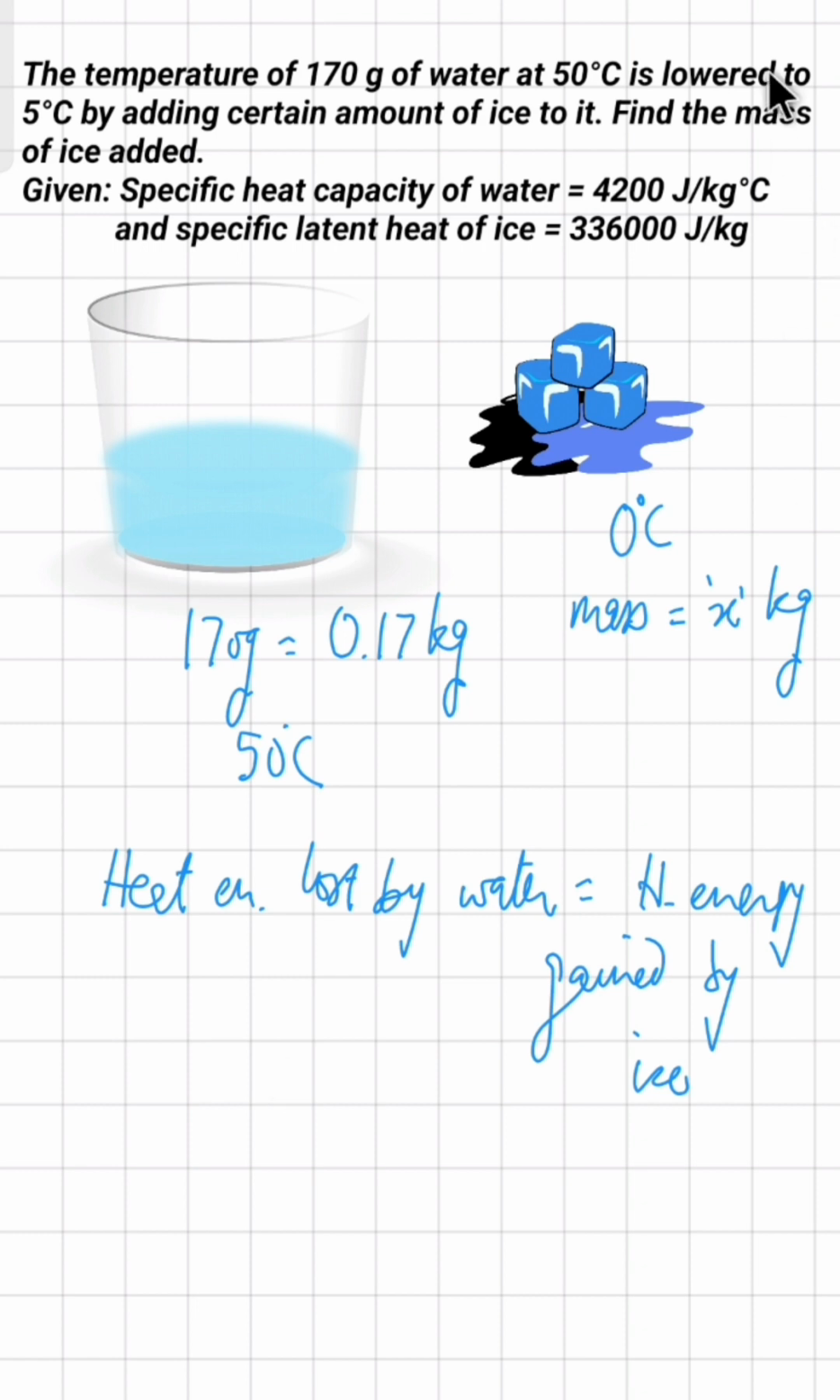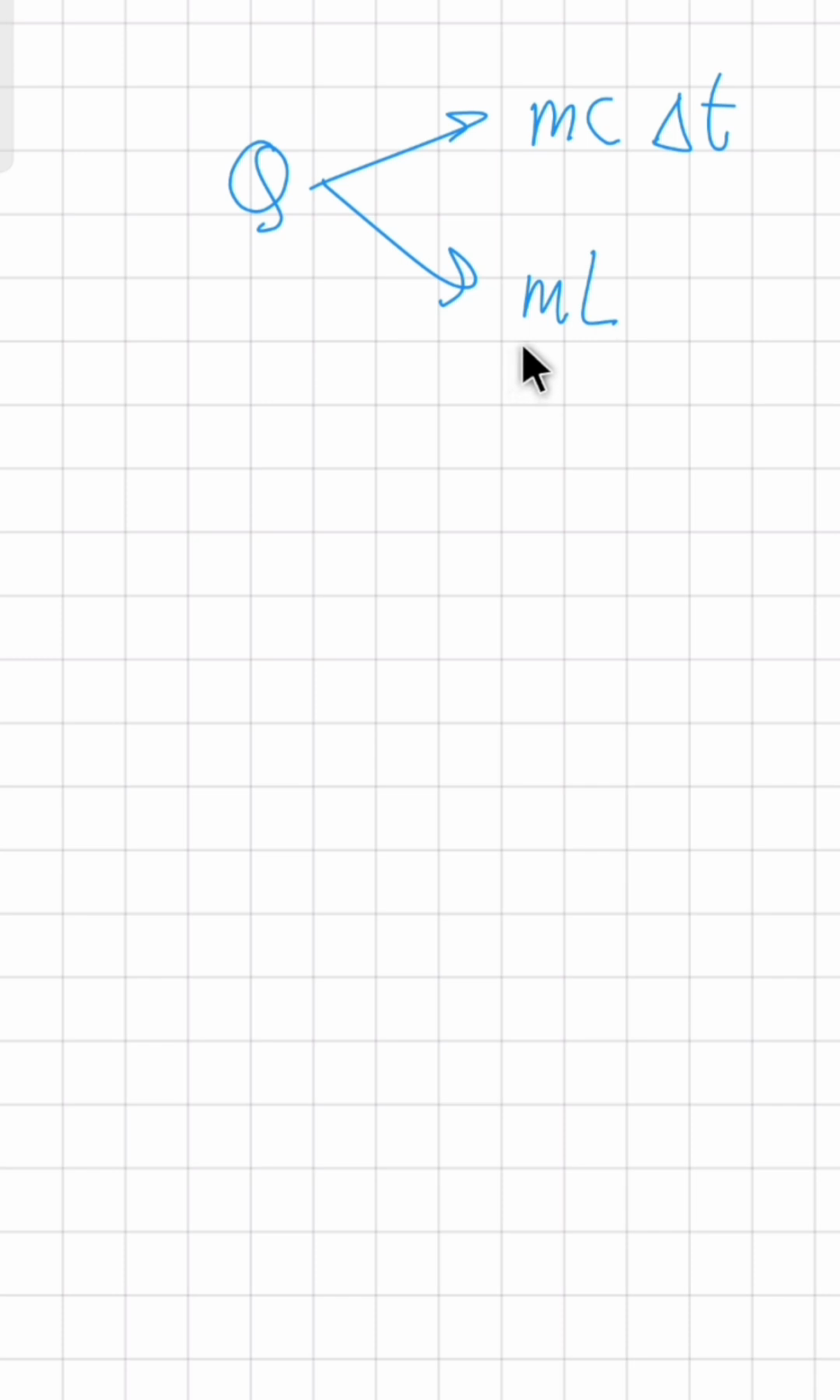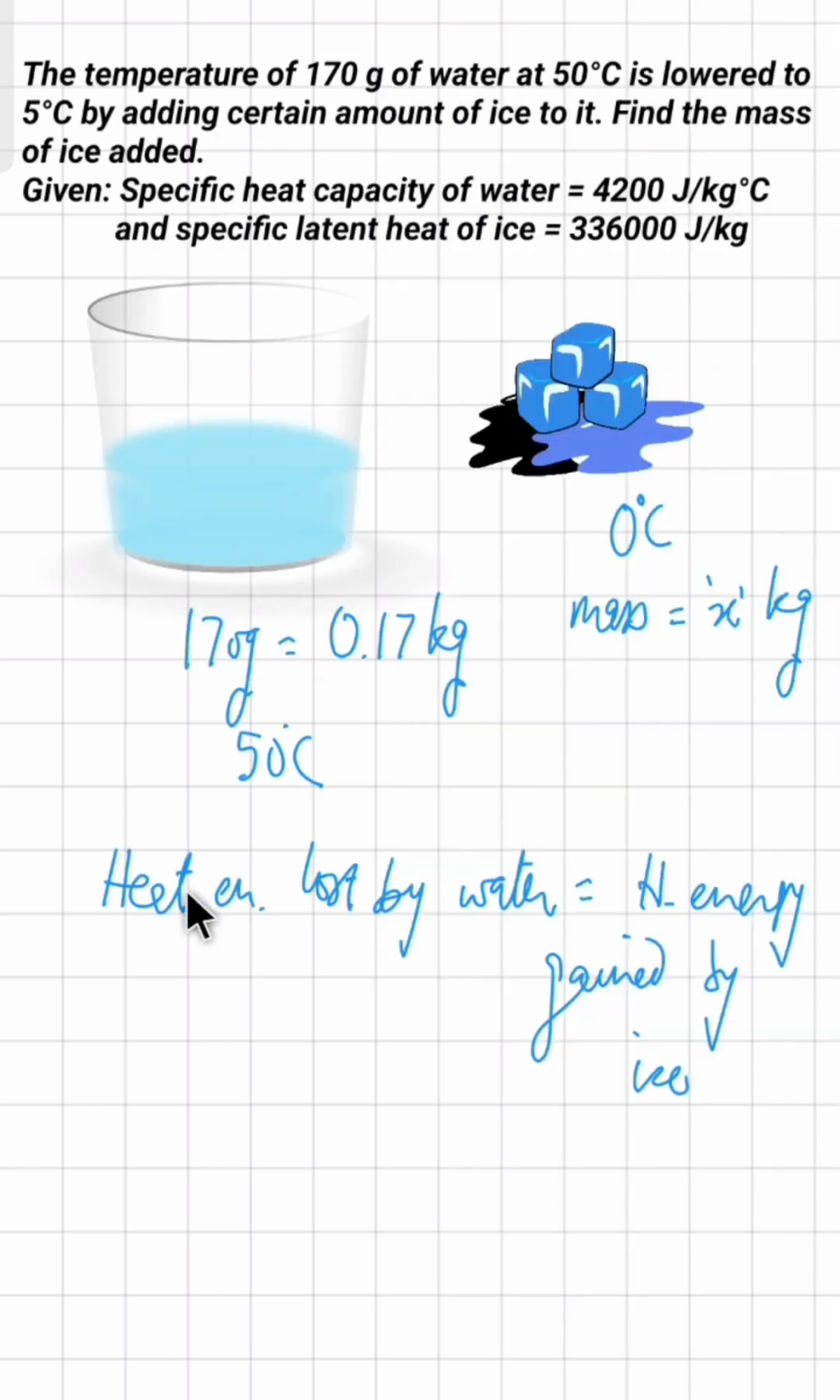Whenever you are finding the heat energy, there are two formulas. One is mc delta t. M means mass of the body, C means specific heat capacity of the body, and delta T means change in temperature of that body. And the second formula is mL. M means mass and L means specific latent heat. So if the temperature of a body is changing, we use the first formula. If the state of a body is changing, we use the second formula. In water only the temperature is changing, from 50 degrees Celsius to 5 degrees Celsius. So we are going to use the first formula, mc delta t.